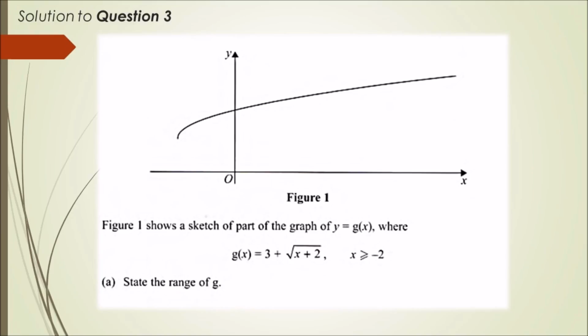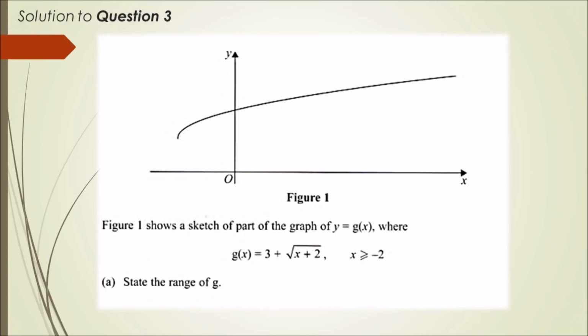So looking at the figure, it states that figure 1 shows a sketch of part of the graph of y equals g(x), where the function g(x) is given by 3 plus the square root of x plus 2. And this is obviously valid for x greater than or equal to minus 2. Part A: state the range of g.